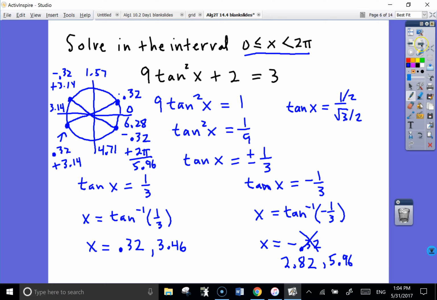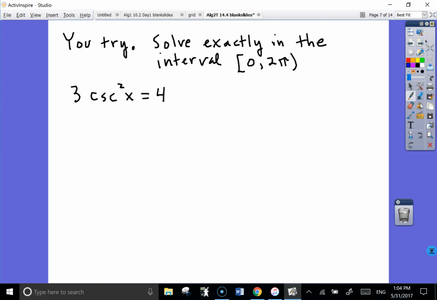Okay, so try this one. Now notice this time I used the interval notation, which has a square bracket on 0, which means 0 is included. And it's got a round parenthesis on 2 pi, which means 2 pi is not included.